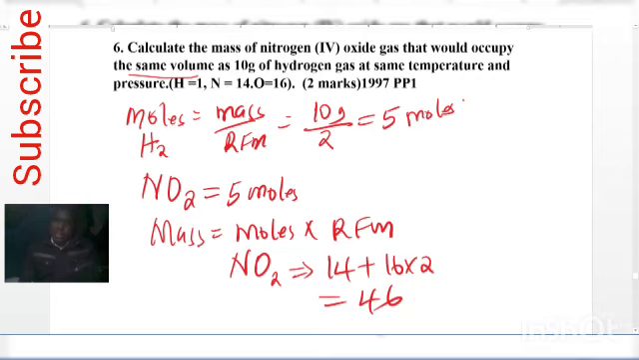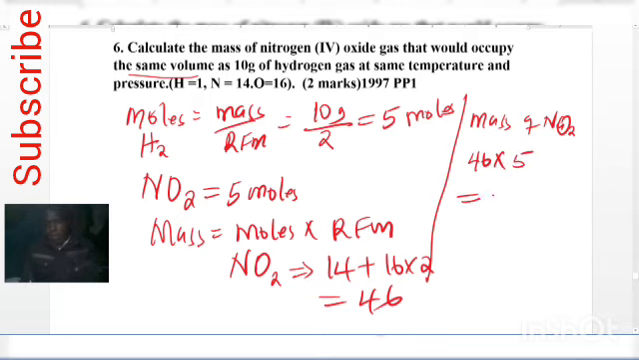That is 46. Then it means that the mass of nitrogen 4 oxide will be 46 times 5, and this will be 230 grams.